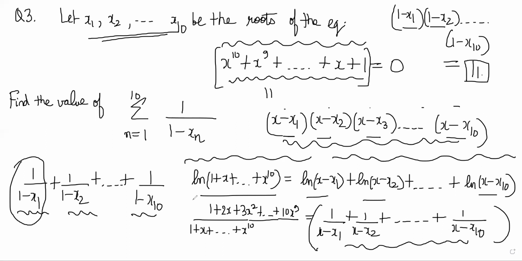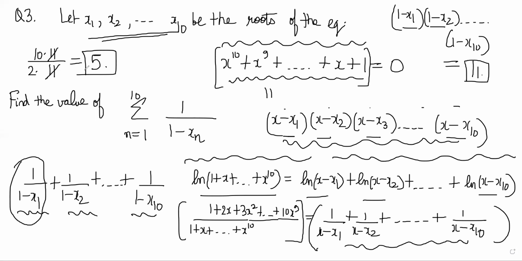So if you put x is equal to 1 in this one, you will get 1 plus 2 till 10. So 10 into 11 by 2 divided by 11, right? Right. Correct.